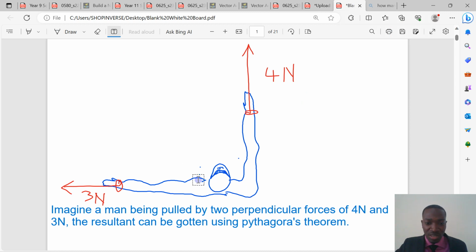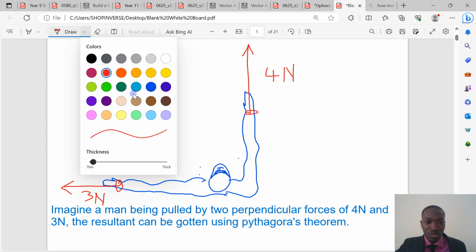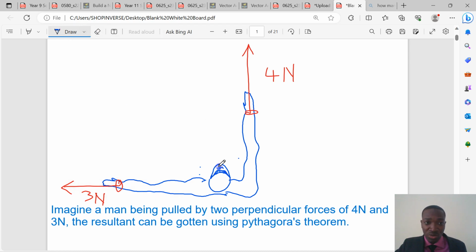Imagine there is a man and there are two forces at right angles acting on this man. Imagine this man standing upright, and then you tie a rope and apply a force of 4 Newton forward, you tie another rope and apply a force of 3 Newton in this direction. If you want to get the resultant, the resultant will just be as if there is a force of what magnitude? The magnitude we get is 5 Newton, as if there's a force of 5 Newton acting in this direction.